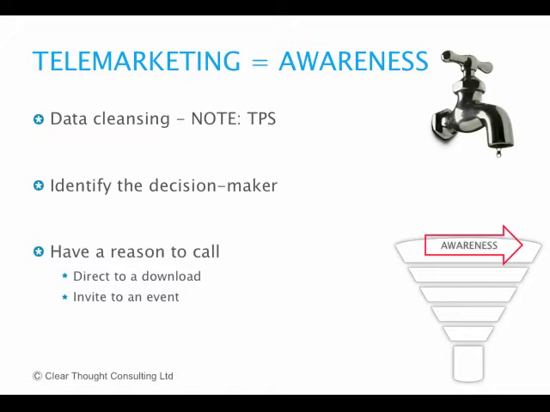Up at awareness, there are 3 key areas that I would definitely recommend you using telemarketing for. The first is data cleansing. If you're going to send a direct mail piece or conduct a deeper telemarketing campaign, the first stop is to get your data right. You need to make sure that you're calling the right people. It's really important here that you look up the telephone preference service. This applies to businesses as well as consumers.